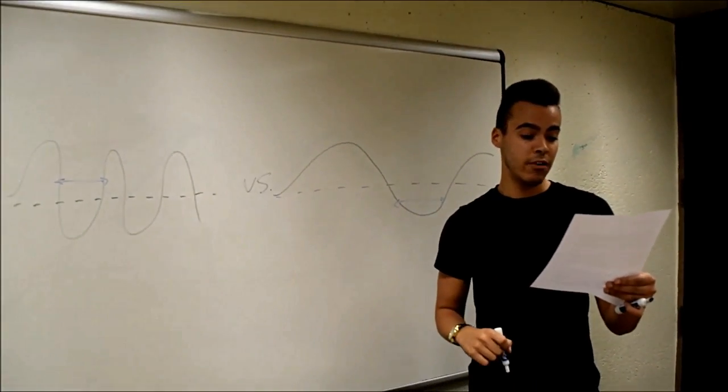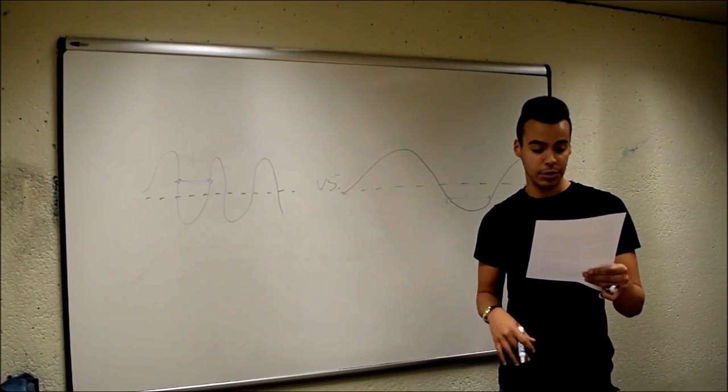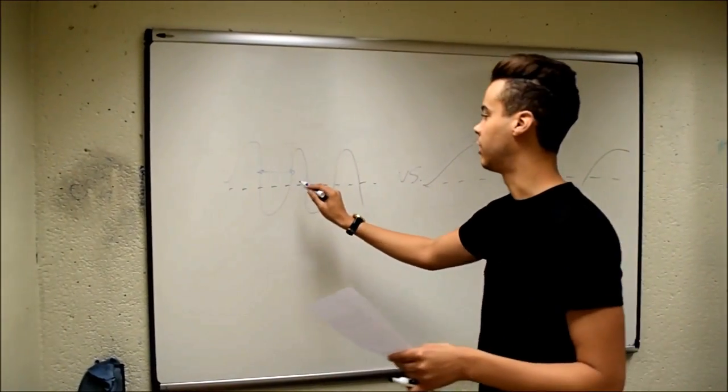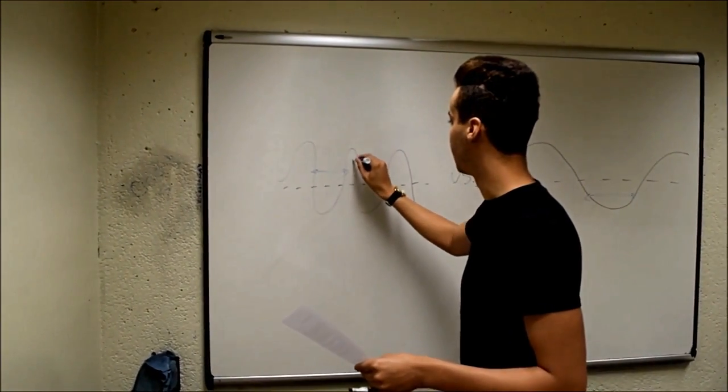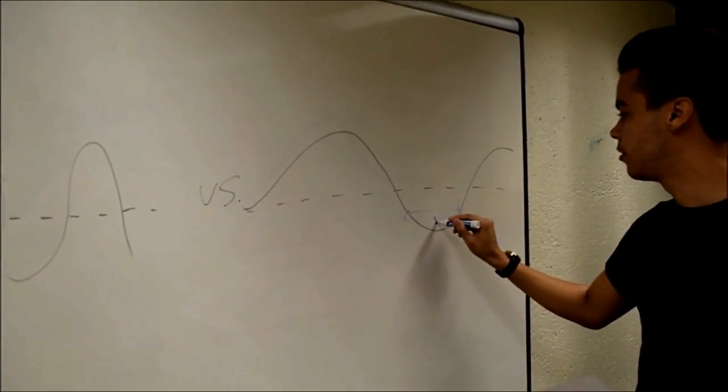Finally, the amplitude of a wave is the height of the crest or the depth of the trough from the midline. Waves with a high amplitude are vertically longer than those with a shorter amplitude. So, if we did something like this, from here to here would be the amplitude, or we could also do from here to here.